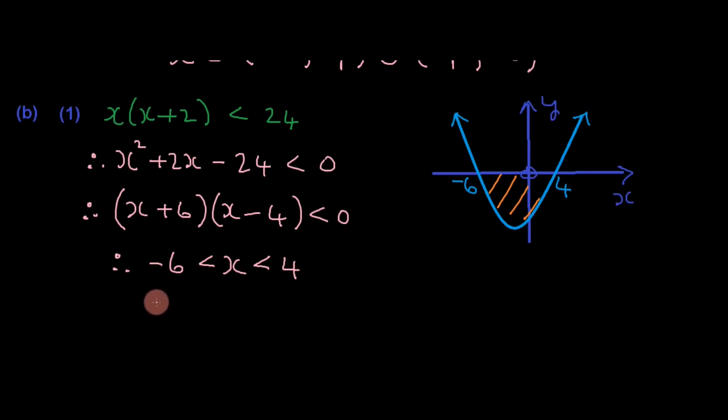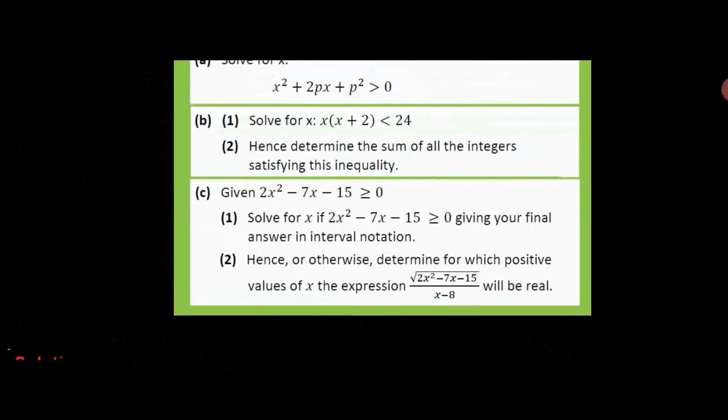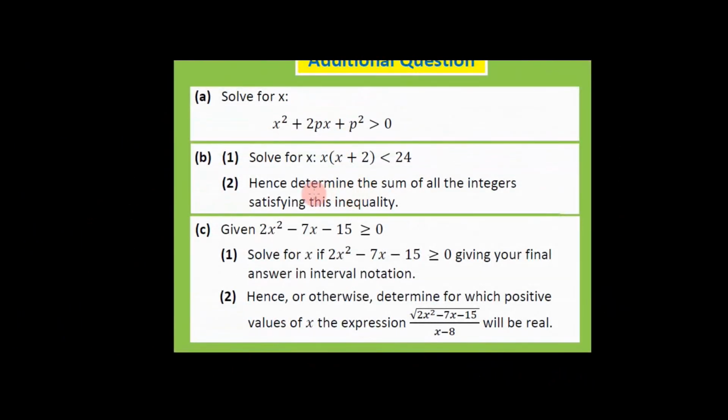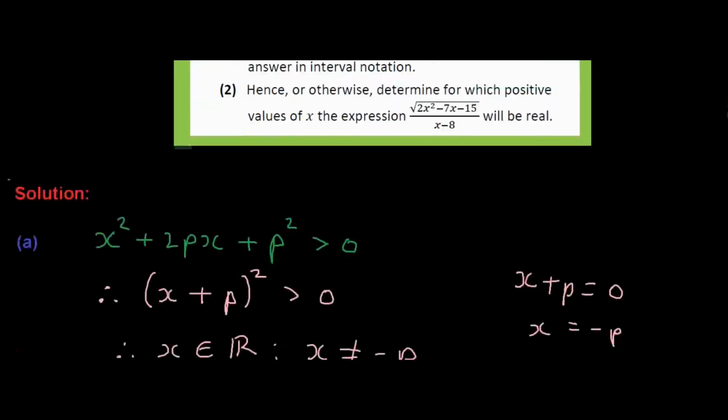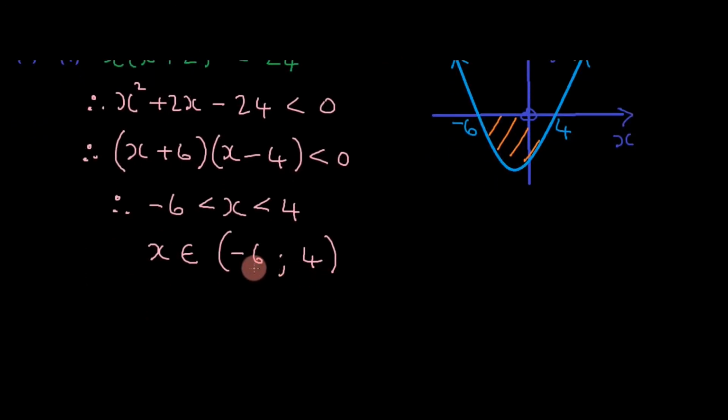In interval notation, it will look as follows. x is an element of this open interval from negative 6 to 4. So not including negative 6 and 4. So we use round brackets. Then in part 2 of the question, it says, hence determine the sum of all the integers satisfying this inequality. So we need to add up all the integers between negative 6 and 4.